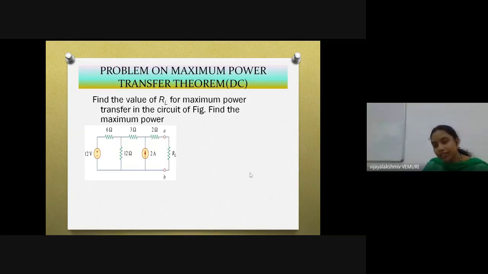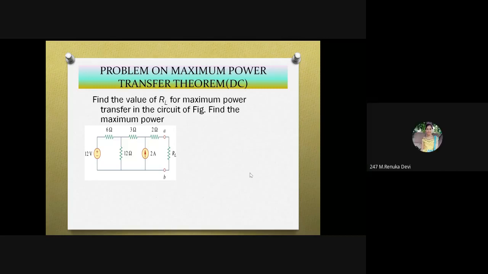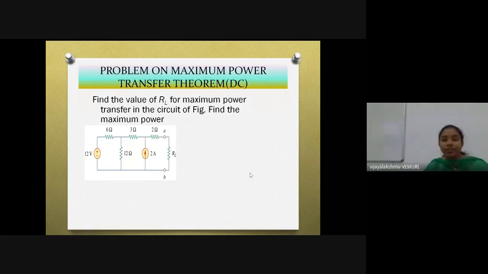When is maximum power transferred? A DC circuit. Just now I told you. You have to respond. When is maximum power transferred to RL? When the load resistance is equal to the Thevenin's resistance. Yes, very good. When load resistance is equal to Thevenin equivalent resistance, then only maximum power is transferred.